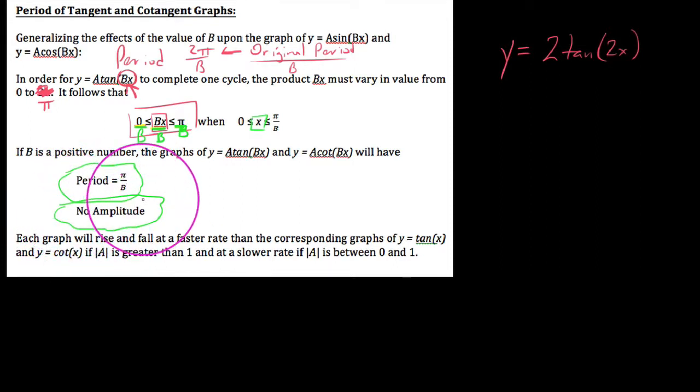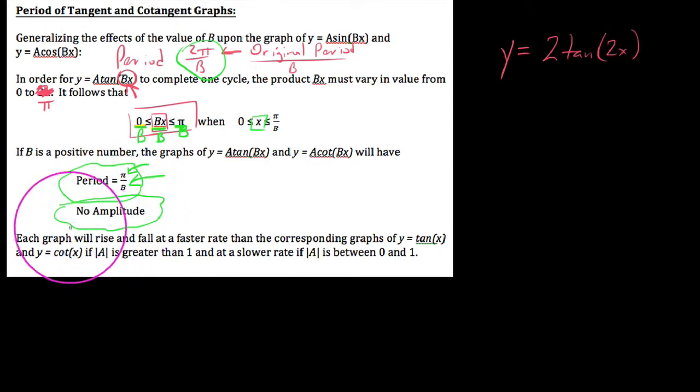Of course, the only two graphs that have amplitude are sine and cosine. But what I want to point out here is this: the period of tangent is the normal period of tangent divided b ways, and the normal period happens to be pi. So just remember that for sine and cosine, the period is 2 pi over b, and for their reciprocals as well. But for tangent and cotangent, it's just pi over b.